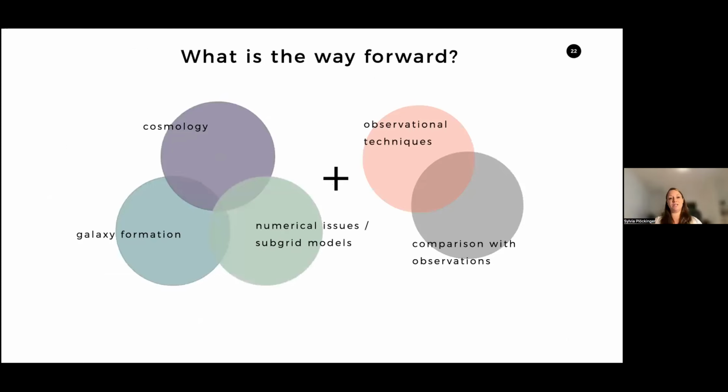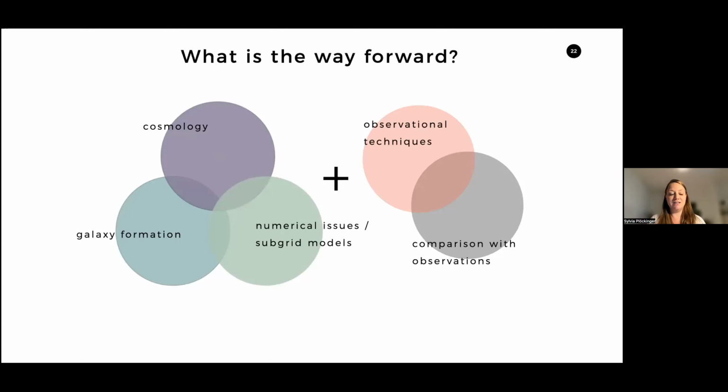So now this is the picture that we have, this complex picture of making sure that the simulations are giving us what we think they do, how to address differences between simulations and observations, and all the complexity that comes with that. So what is now the way forward from this?